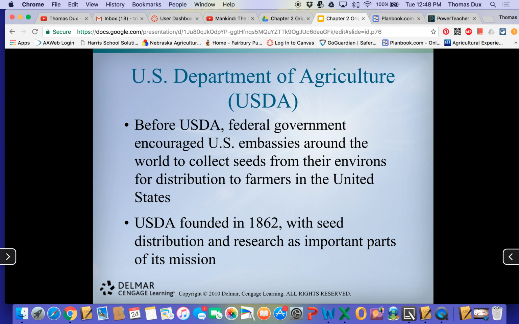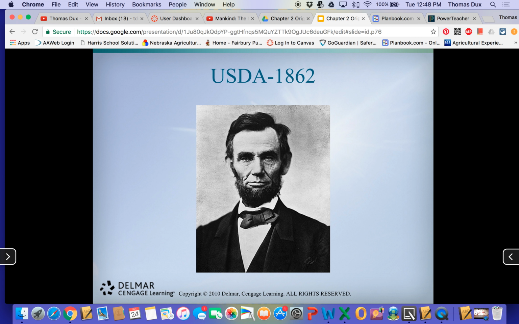So what they wanted, though, was for the USDA, these people at the embassies, to go ahead and collect a bunch of seeds from different parts of the world to see if those seeds and those crops could grow really well in the United States with the climate. Some could, some could not. And then we got seed distribution happening and research as important parts of its mission, and that is where we're going to get into the utilization research and the market research as well. So there's Abe, the department created that in 1862.